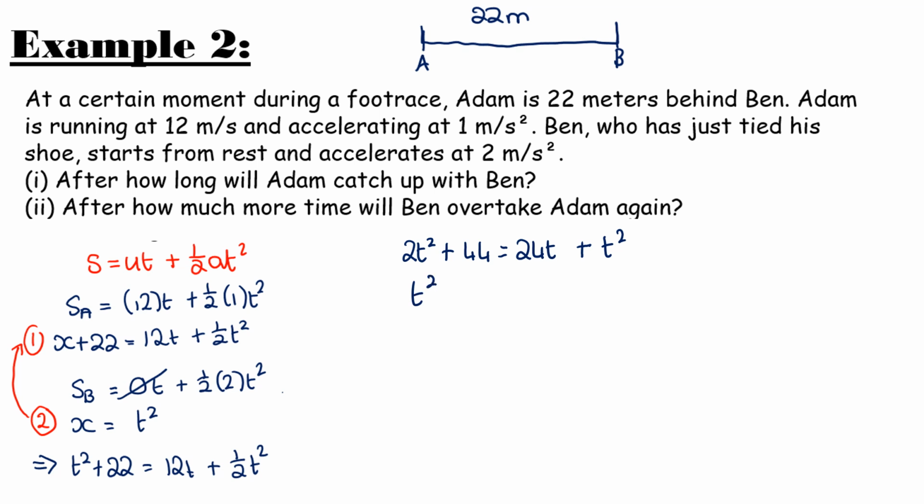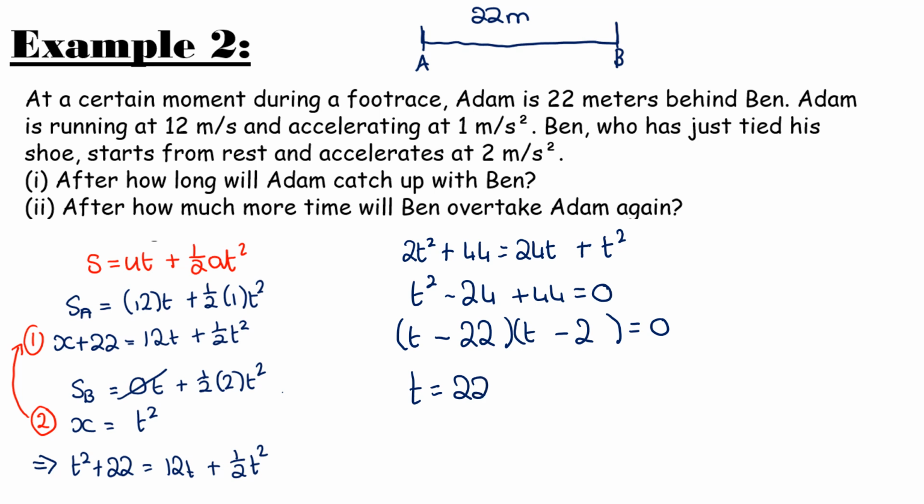Then we bring everything over to one side because we end up with a quadratic trinomial. So we want that equal to 0. You're welcome to use your minus b formula. If you want to use guide number, effectively we want to factorize this. So we're going to have minus 22, minus 2, and we get t equals 22 and t equals 2. So we get 2 answers here.